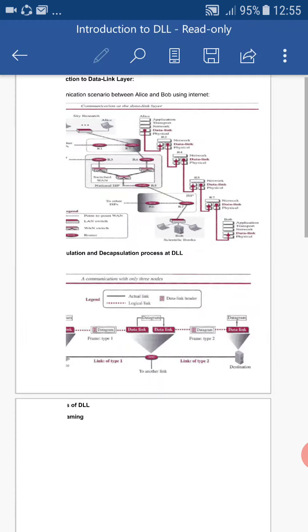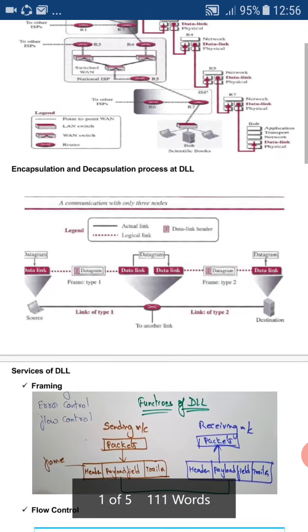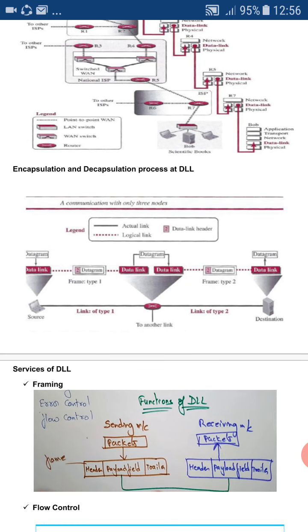Now, we'll see the next concept. The next concept is the encapsulation and decapsulation process at DLL. Before moving to the actual diagram, first let me explain how the encapsulation and decapsulation take place at data link layer. The source node is responsible only for encapsulation, and the data link layer of the destination node is responsible only for decapsulation, but the intermediate nodes called routers are responsible for both encapsulation and decapsulation.